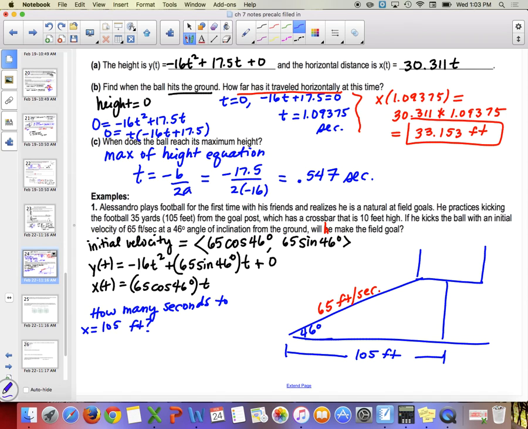Maybe I'll say x equals 105 feet. So how many seconds does it take to get there? Well, we just take our x of t equation and we set it equal to 105. Do you guys understand that?